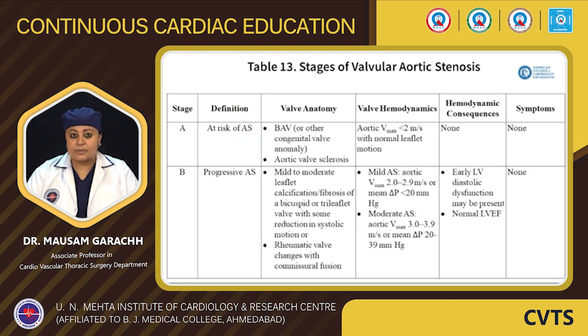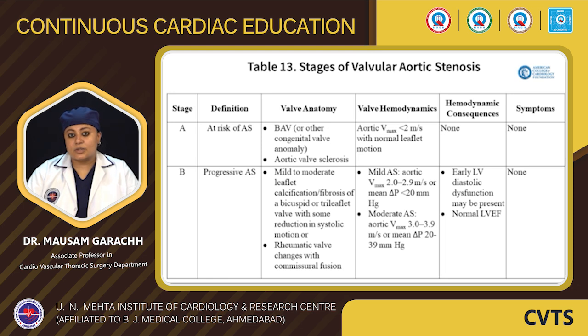Now, this is a table showing the stages of valvular aortic stenosis on the basis of the AHA guidelines 2020. Now, stage A, that is, by definition, at risk of aortic stenosis. In this, the valve anatomy can be a bicuspid aortic valve or other congenital valve anomaly, or there can be the presence of aortic valve sclerosis. In the valve hemodynamics, the maximum velocity is less than 2 meters per second with normal leaflet motion.